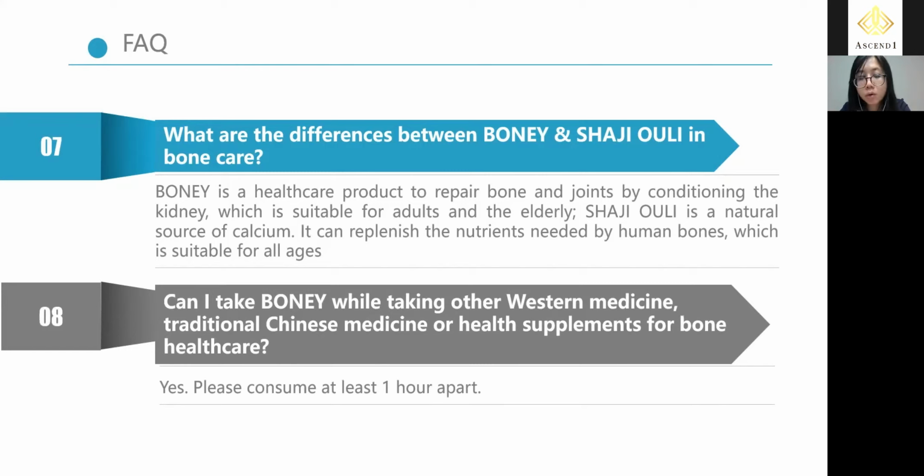While Shaji Oli is a natural source of calcium because of the Oli contents in this product. So Shaji Oli can replenish the nutrients needed by our human bones, especially the calcium and the phosphorus. And since Shaji and Oli are both fruits, this product, Shaji Oli, is suitable for all ages, suitable for kids 3 years old and above, and even nursing mothers and pregnant women can eat this Shaji Oli.